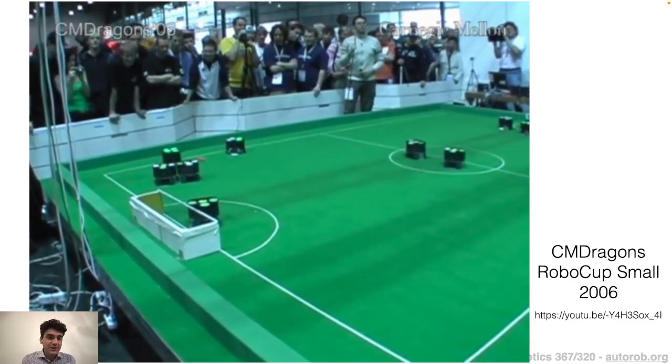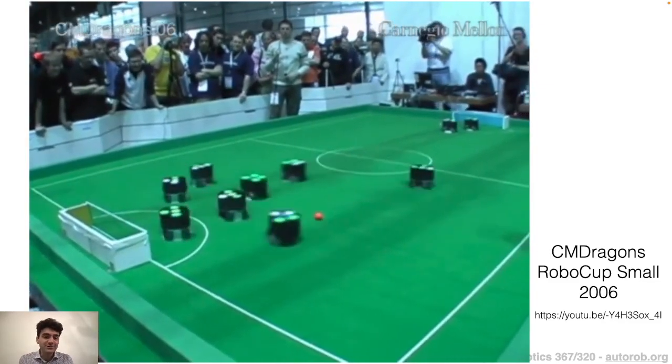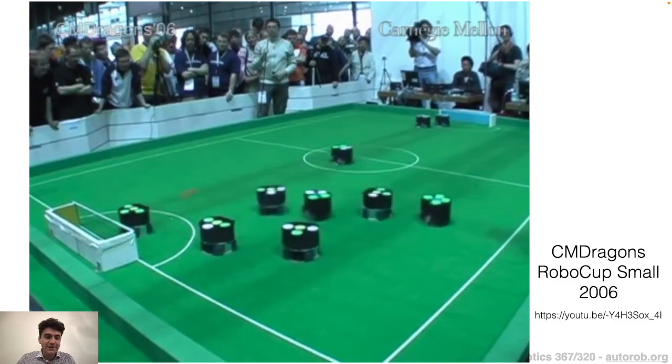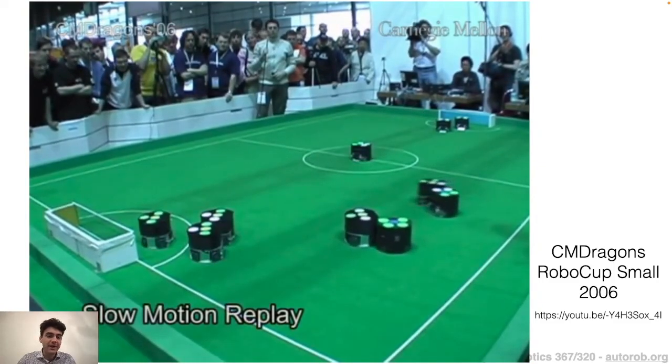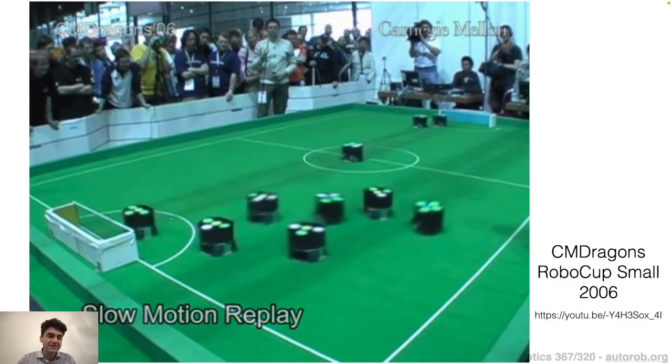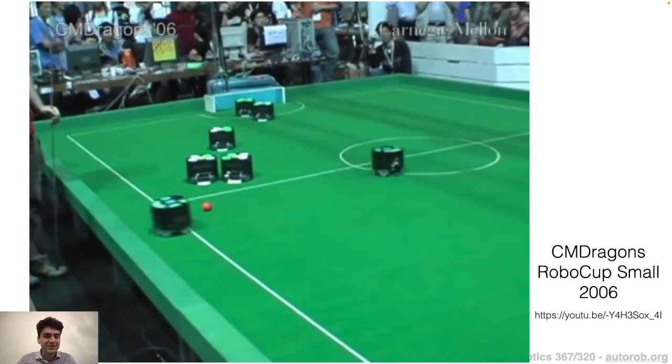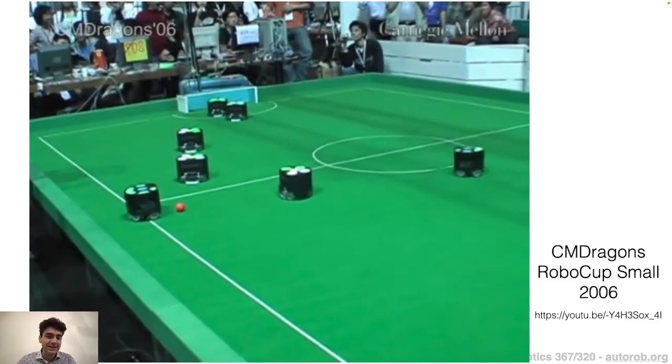A few things to note here. First of all, these robots are extremely fast. The computation on board is able to keep up with the rapid pace of the game and lead to some really impressive athletics, as shown in that last goal.